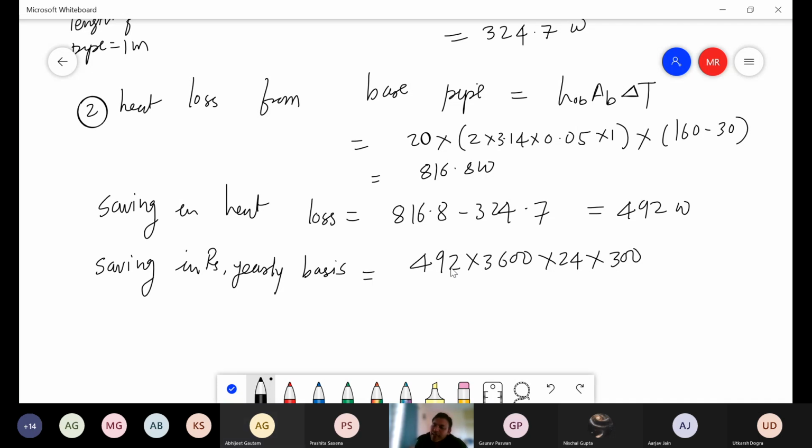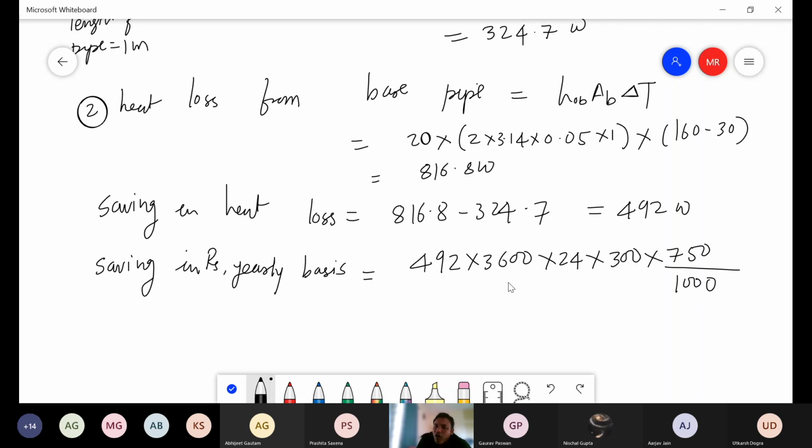Yes, sir. And the cost of the steam is already given, so I can calculate that. Multiplied by, if I am not wrong, the cost of the steam is 750 rupees per ton. So per kg I can calculate by dividing by 1000, as 1 ton is 1000 kg. So this is rupees per kg, isn't it?